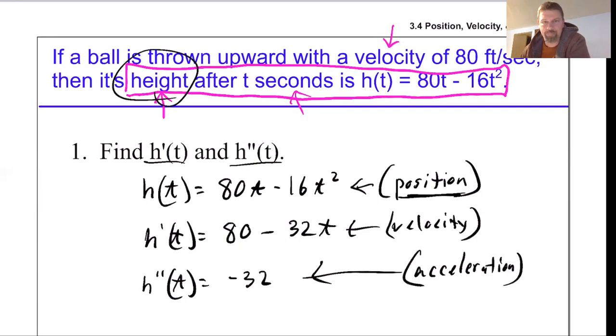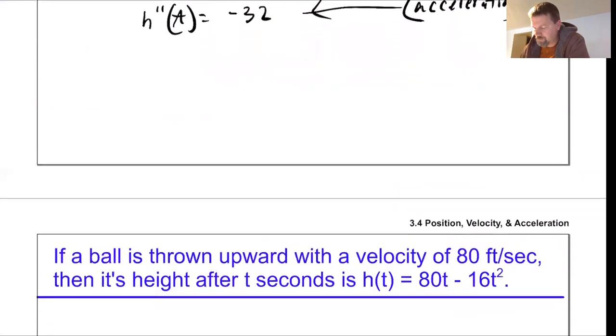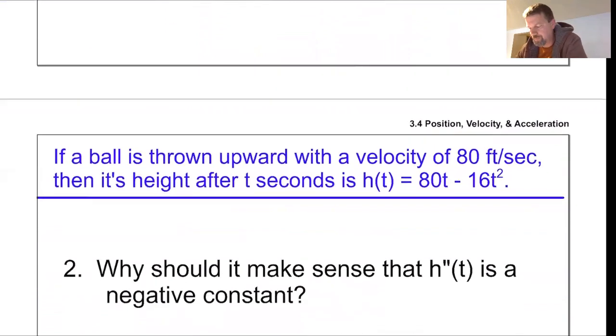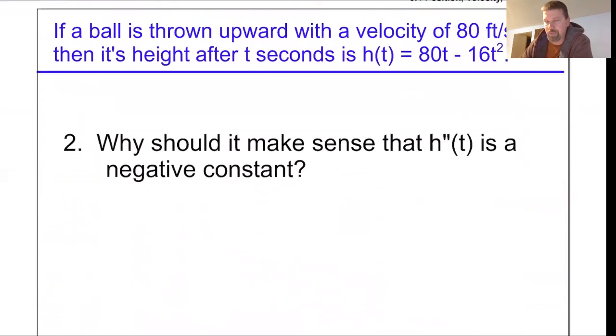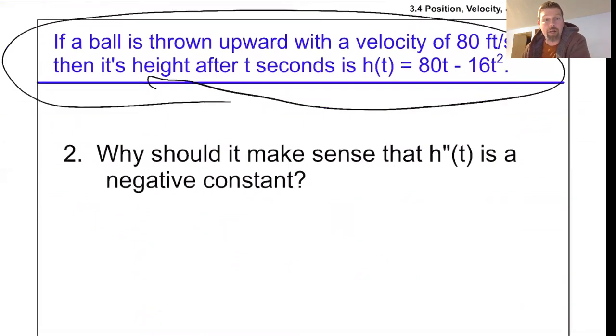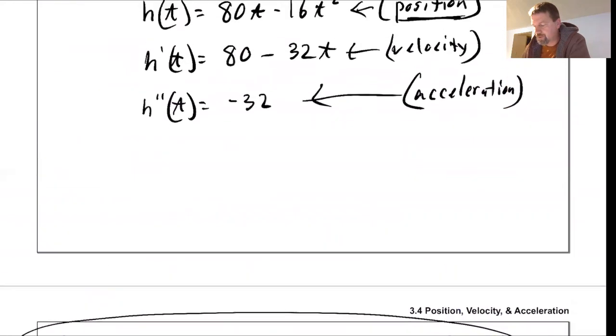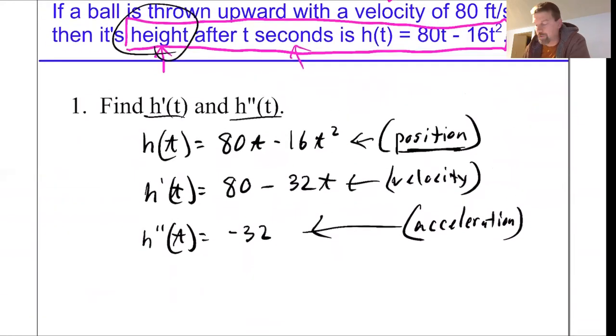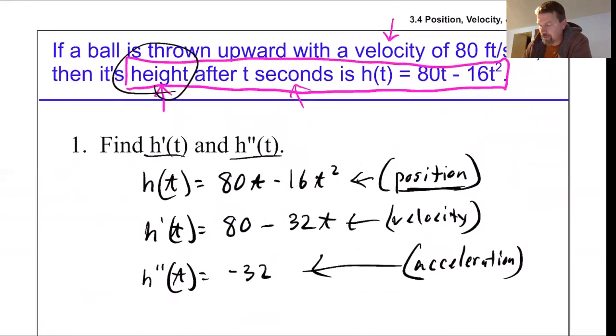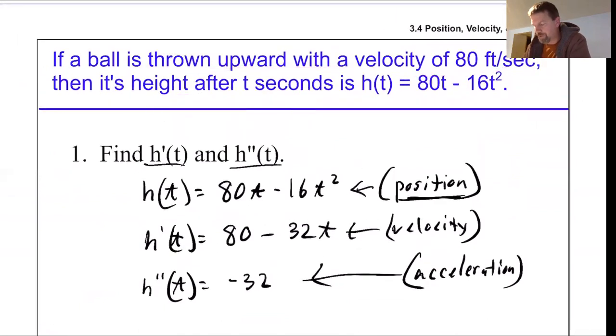All right. Problem 2. So same stuff up here. So it hasn't changed at all. Problem 2. Why should it make sense that h double prime of t is a negative constant? All right. So I gotta think and remember what this thing is measuring for it to make sense. So the ball was thrown upward with a certain velocity. H double prime is acceleration.